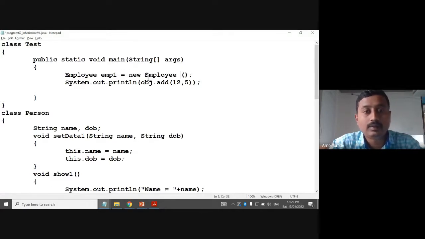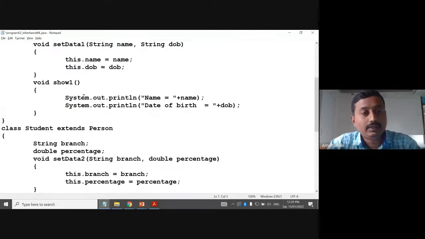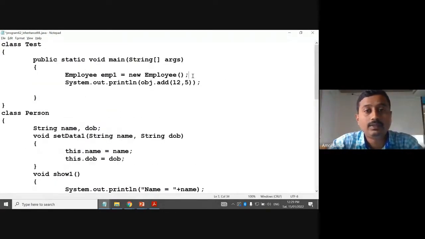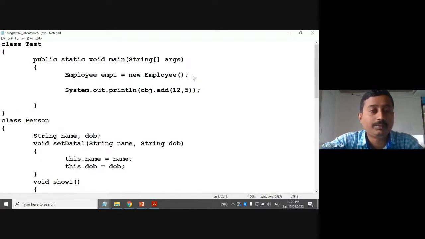So object of this is done. Now through inheritance it will receive everything, right? Okay, so let us first do the initialization and then we will call show methods to print the data. emp1 dot set data 1. Okay, set data 1, we should pass name and date of birth. Okay, so we will pass name.